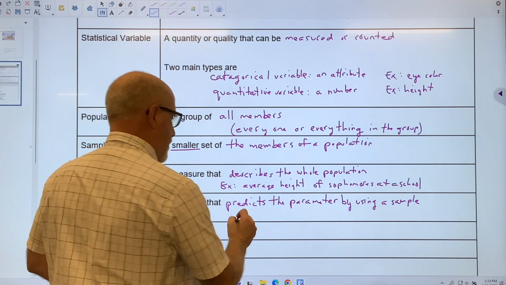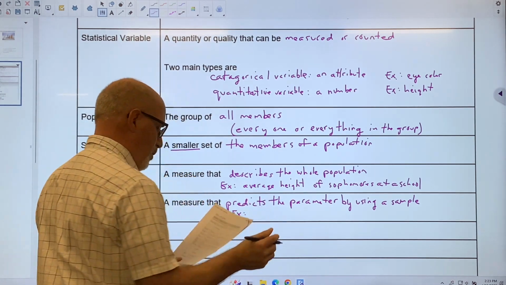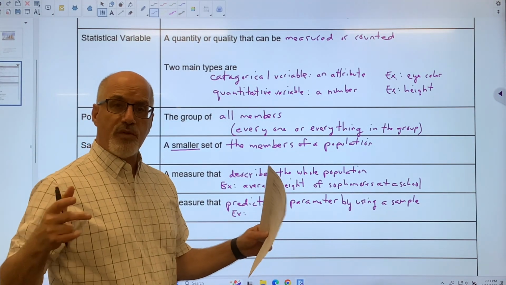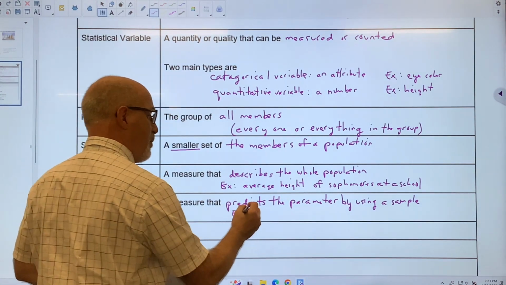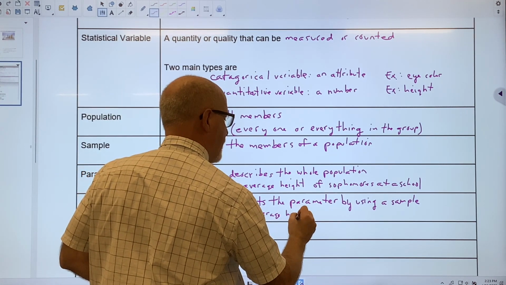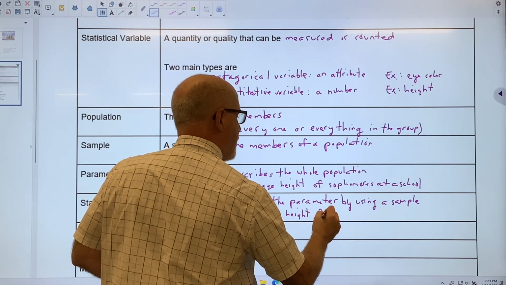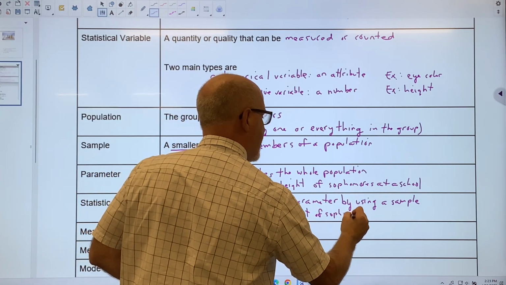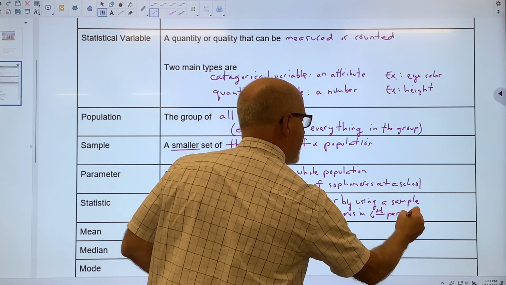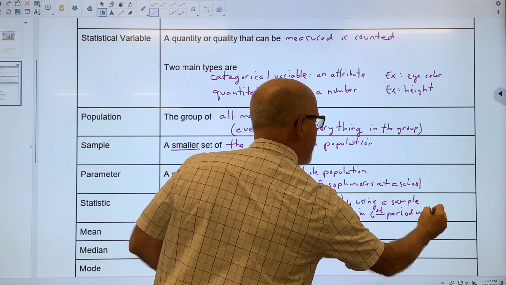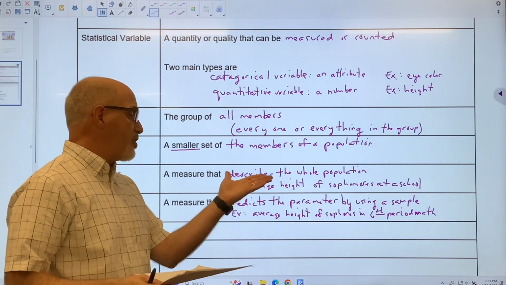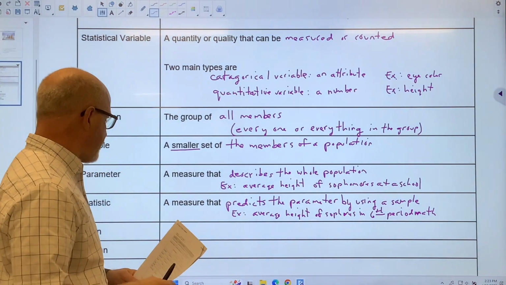Right, so an example here would be if I wanted to take the average height of a certain group of students in math class during a certain period. So example would be average height of sophomores in 6th period math. So I'd go to every 6th period math class, find the sophomores, find their height, and take the average. That might be a good prediction of all the sophomores at the school.